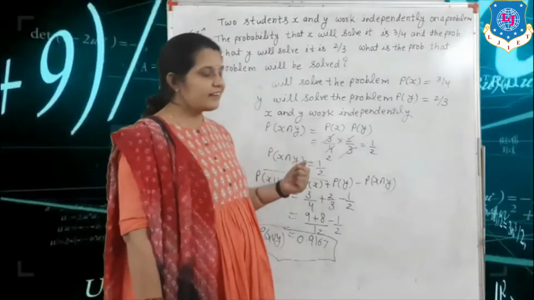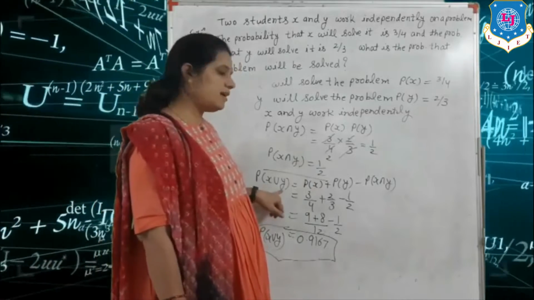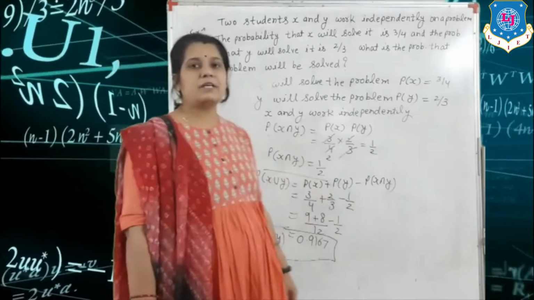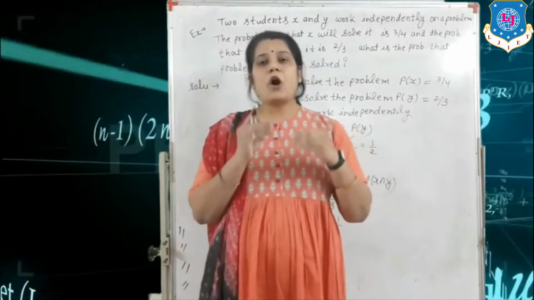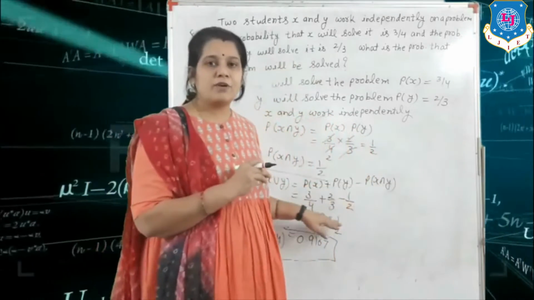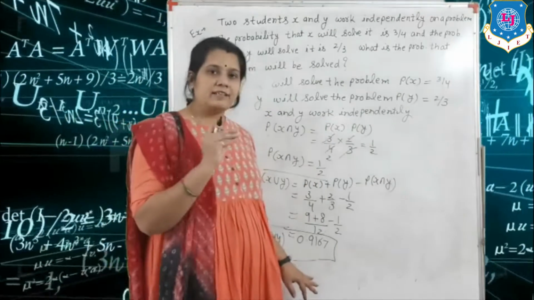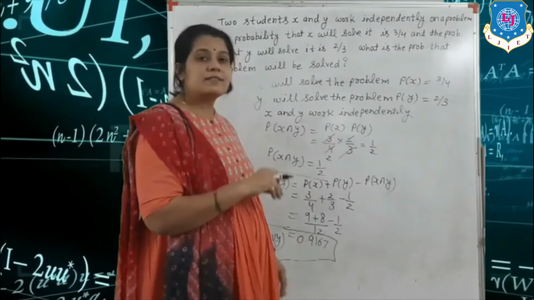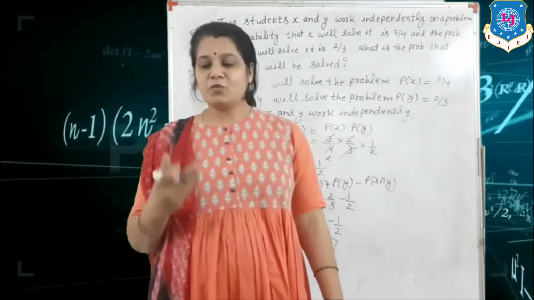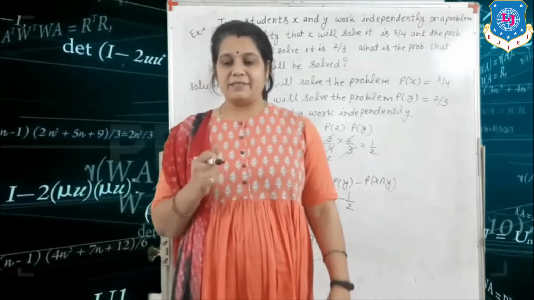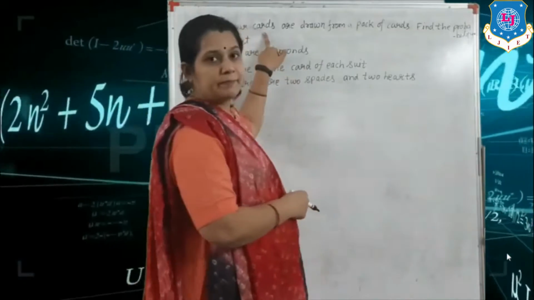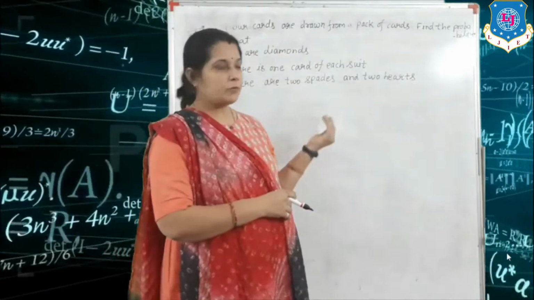And after that we write the formula: P(X union Y) is equal to P(X) plus P(Y) minus P(X intersection Y). Put all these values according to this formula and we get the final answer. The probability that the problem will be solved is 0.9167. Okay. So this is the second example for the basic probability.